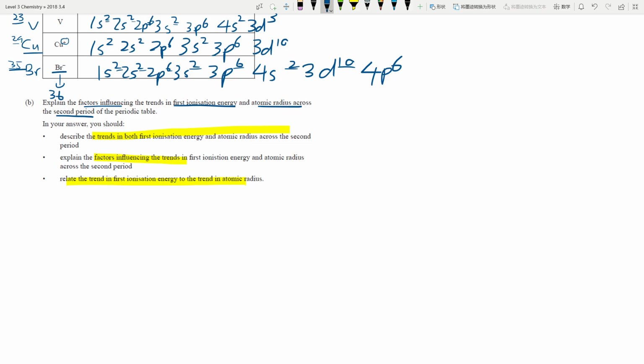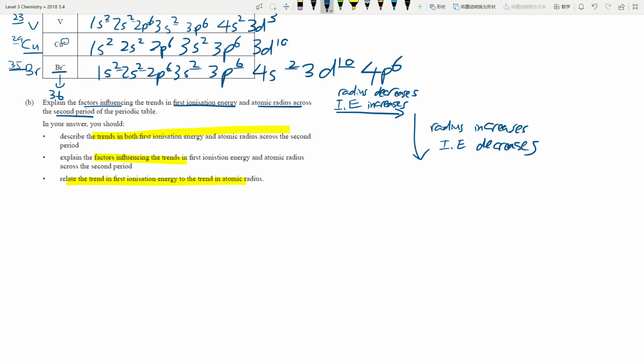But just remember, as you go across the periodic table, the atomic radius decreases, and as you go down the group, the radius increases. So that's your trends. If you just memorize these, you get achieved. The first ionization energy is the opposite: it increases across the period and decreases down the group.